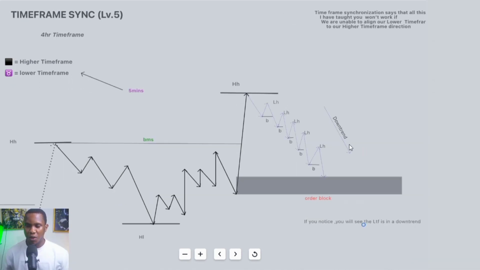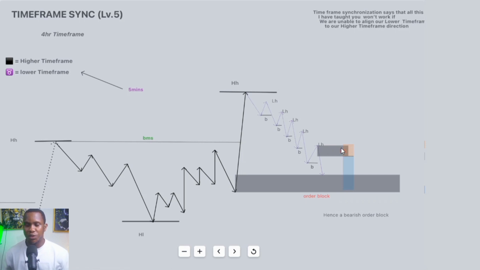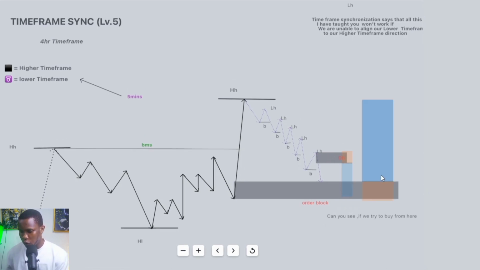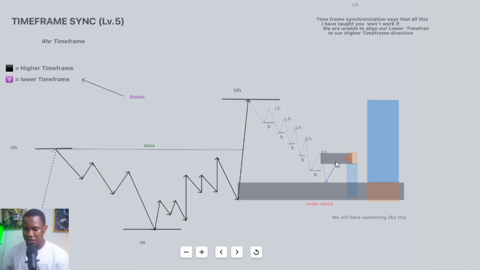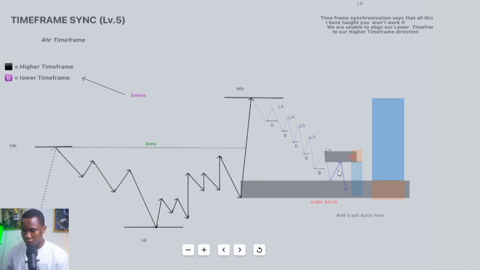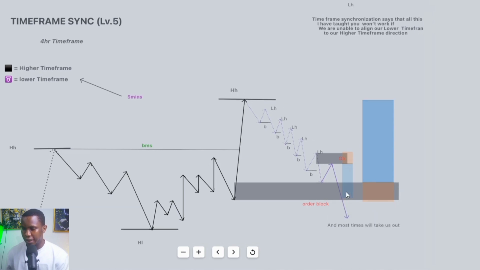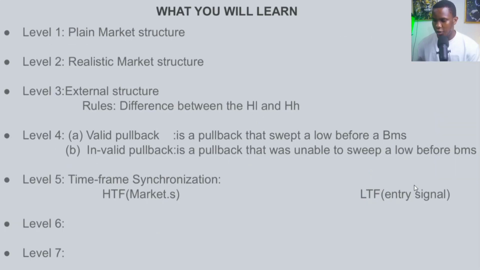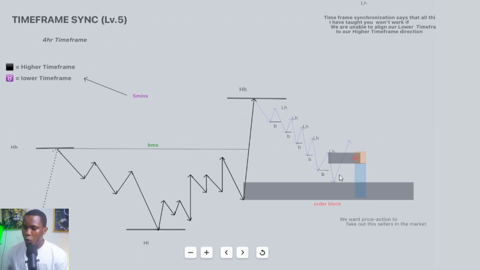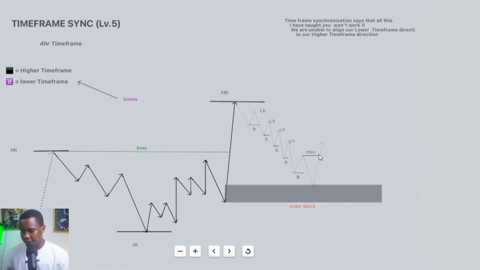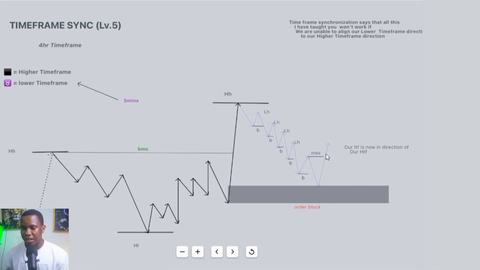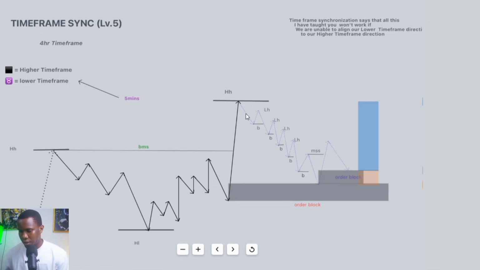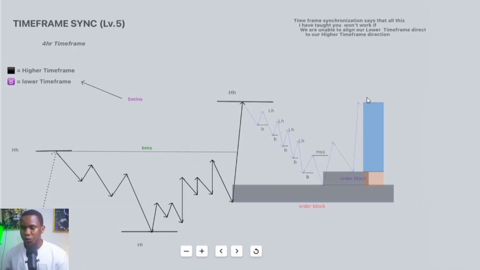Our purple line is in a downtrend, meaning that we can have a bearish order block here, a supply zone. Can you see that if you want to buy from here, the price action will retrace back to this level and would return back here, and sometimes would take you out. And that is what we always have to wait for, what we call a lower time frame entry signal, guys. What we want is for price action to take out these sellers in the market, a market structure shift. Can you now see that our lower time frame is now in direction with our higher time frame, guys? We now mark out our lower time frame order block, wait for price action to return back here, and we trade to the upside, guys.